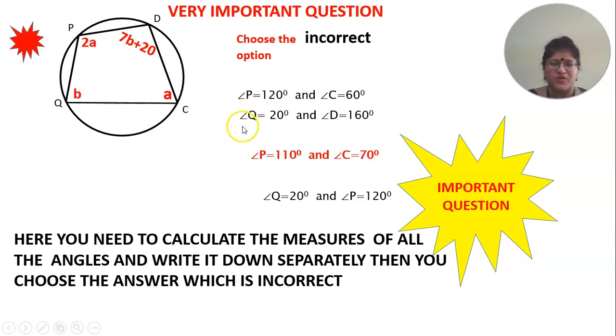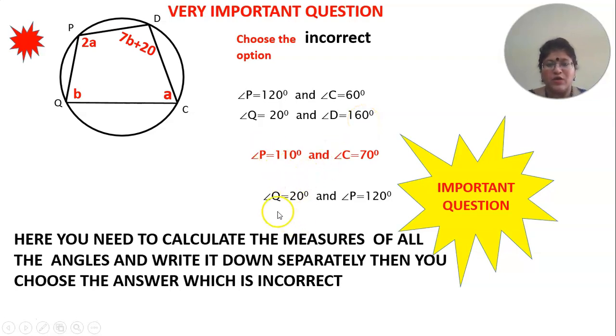Now look at the next option. You do this. B plus 7b plus 20 is 180. 8b plus 20 is 180. So with that you get the value of B. Once you get the value of B, you substitute it in Q. Then you find out what is angle Q. You find out angle D. You will get Q as 20 degrees because you get B value as 20. What will be D? 7 into 20 plus 20. That is 7 into 20, 140. 140 plus 20 is 160. So this combination is also correct.